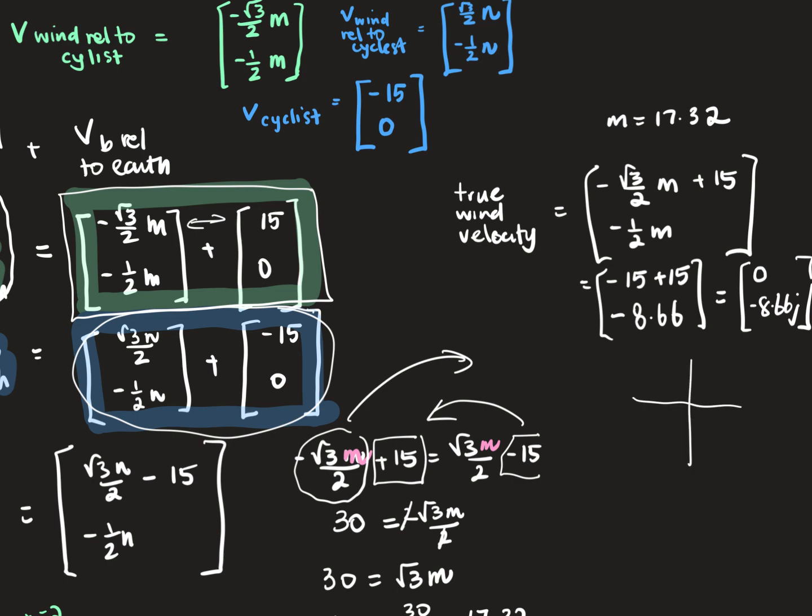Well, let's draw what that looks like. 0i minus 8.66j. That means the wind is heading south. So the wind is heading south. If it's heading south, where's it coming from? If it's heading south, it's coming from the north. And what is the magnitude of that? It's 8.66 kilometres per hour.